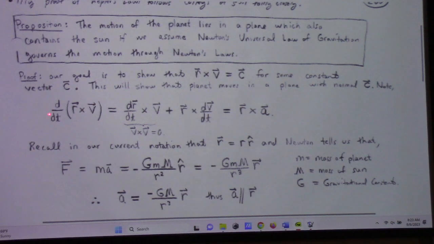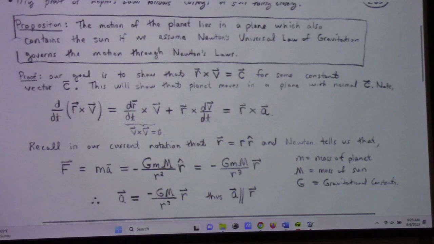So here we go. d/dt of r cross v is dr/dt cross v plus r cross dv/dt. But hey, that's v cross v. Well, we know v cross v is 0. So lo and behold, the time derivative of the position cross the velocity is the radius cross the acceleration. All right? Now, in physics, we learned that Newton's second law says what? Newton's second law says that the force is equal to the mass times the acceleration.